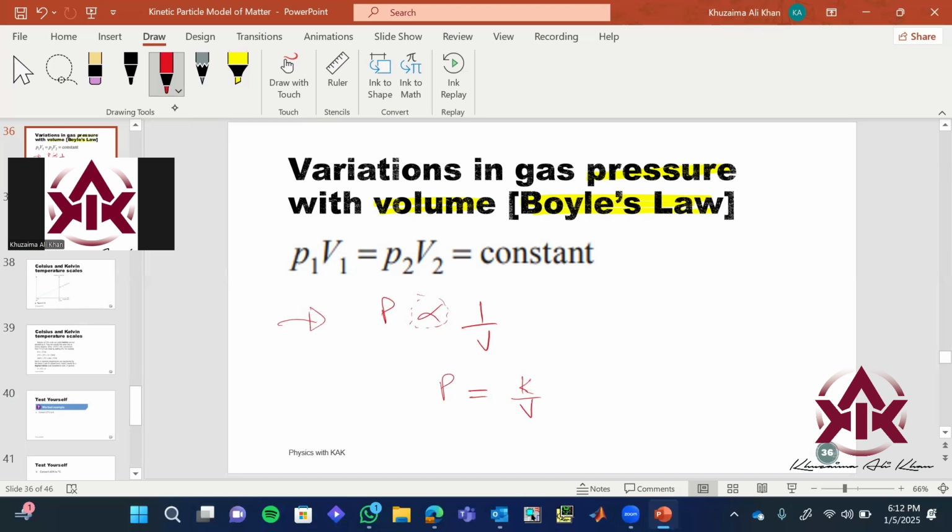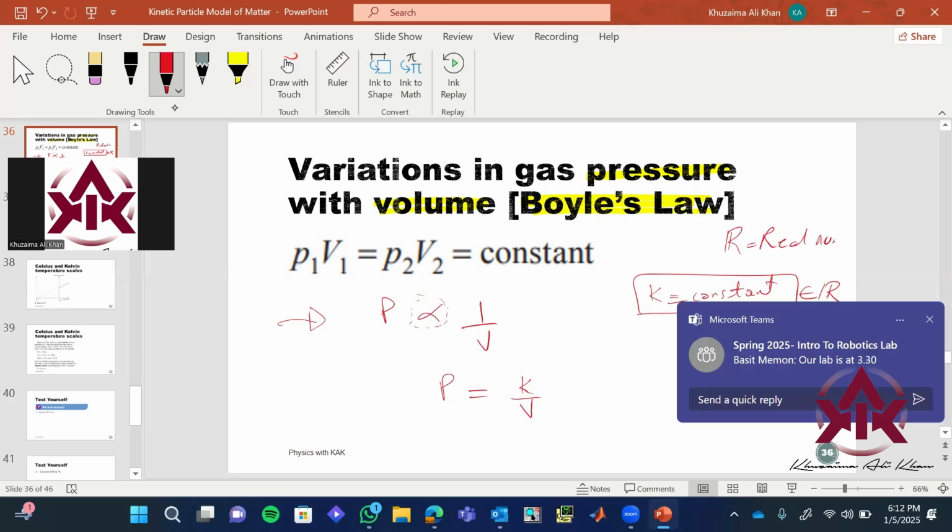upon V. Where K is a constant. It is any number, it can be 1, 2, 3, 4, 5, it can be 0.1 also, 0.2 also. It belongs to the real numbers. What are real numbers? You can search it on the internet. These are all the numbers which you have.